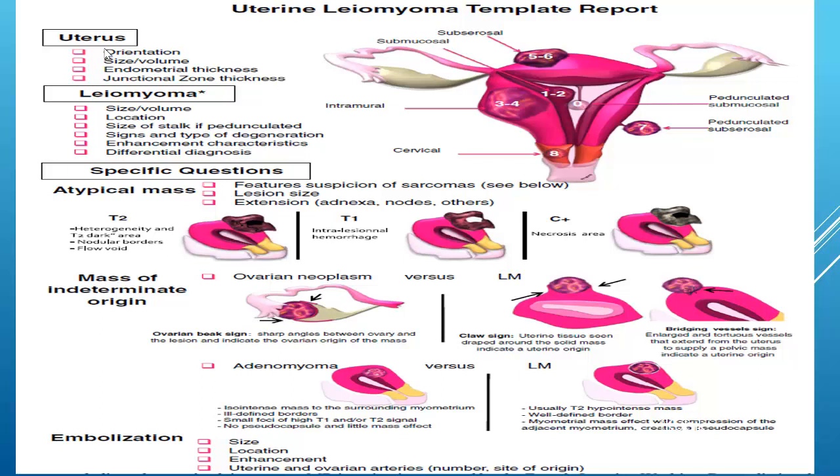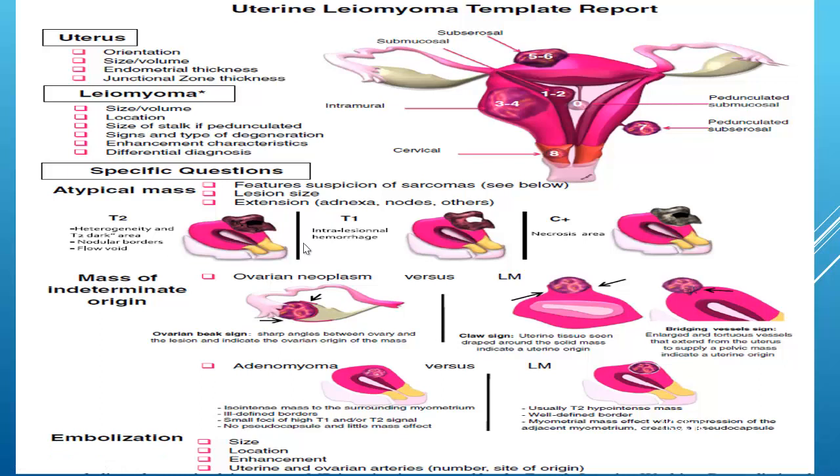Regarding the leiomyoma, we have to comment on the size and volume of the leiomyoma, the location of the leiomyoma according to the FIGO classification, the size of the stalk if it is pedunculated, regarding the length and the thickness of the stalk, signs and types of degeneration, enhancement characteristics, and differential diagnosis. In the presence of an atypical mass, you should think of leiomyosarcoma, with features suspicious of sarcoma like heterogeneous signal on T2 and dark T2 areas, nodular borders, signal flow void areas, intralesional hemorrhage, and intralesional necrosis.